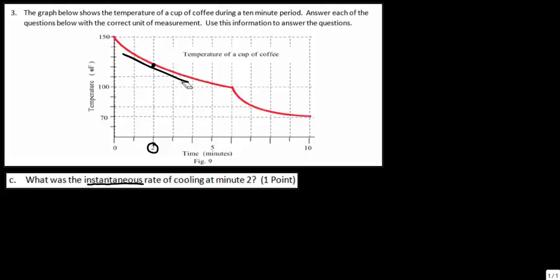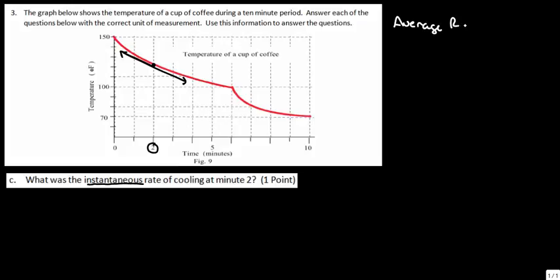That didn't draw very well. Let me try it again. Yeah, it's a little bit better. So the instantaneous rate of change is like the average rate of change, but the difference is the following. Okay, let's write this down.